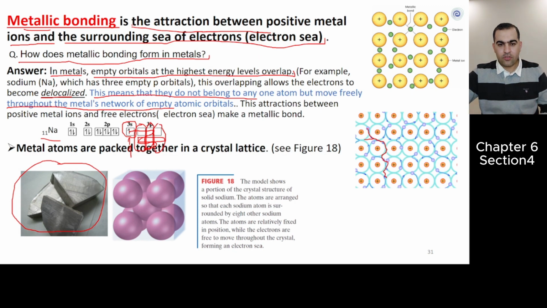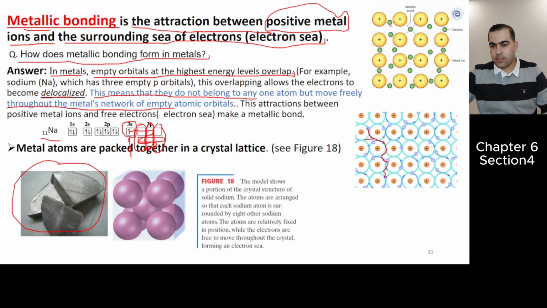So we say the attraction between positive metals, because they lose their electrons to the electron sea. So the attraction between positive metal ions and the surrounding sea of electrons, between the free electrons and sodium metals, is called metallic bonding. Look at here, imagine this is a piece of sodium.